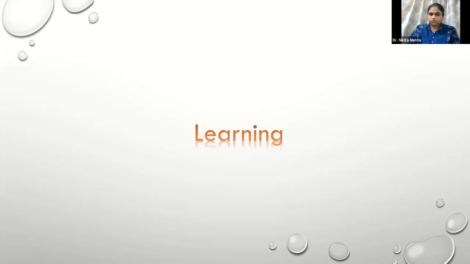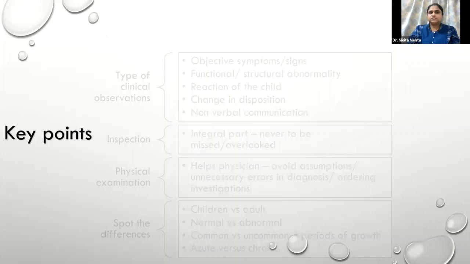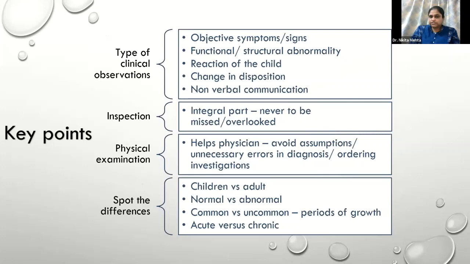The key points which we saw in all the cases was the type of clinical observations we need to do in children: objective symptoms and signs, functional and structural abnormality, reaction of the child, change in disposition, and the non-verbal communication. Inspection is an integral part of any physical examination and never to be missed or overlooked, especially in children. Physical examination solely helps the physician to avoid any assumptions and unnecessary errors in diagnosis, as we saw in case 1 and 2, and in ordering investigations.